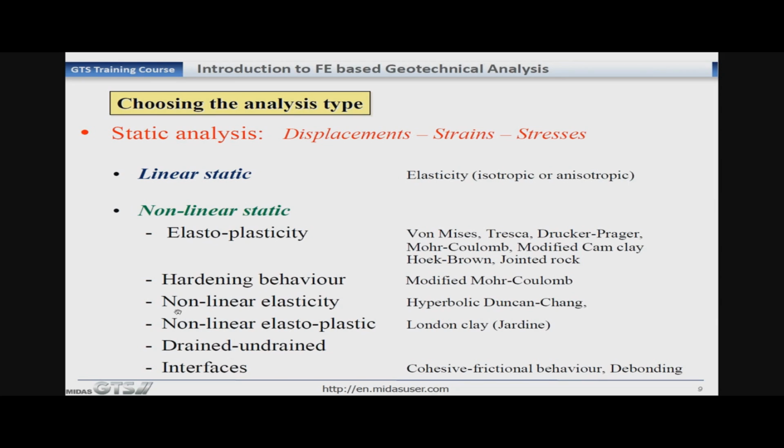from these you can also define the nonlinear elasticity, the nonlinear elastoplastic behavior, and you can also model the interfaces. Sometimes we need to model certain interfaces between soil and the structure, or between two different types of soil to consider the shear, and here the interface materials prove to be very useful.